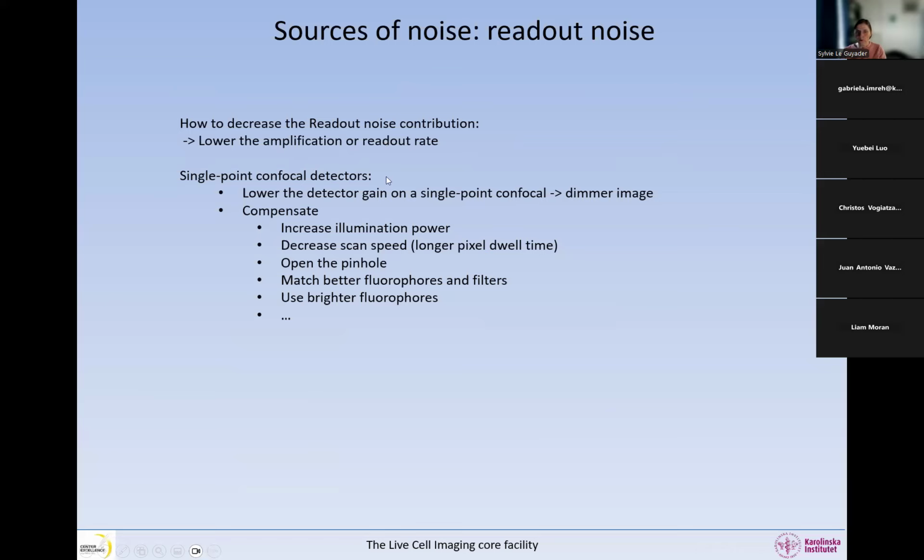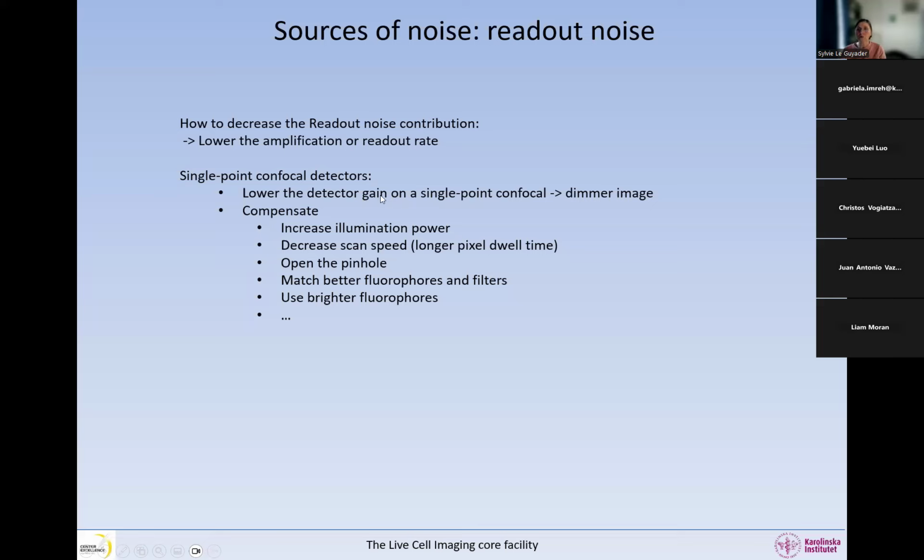So on single point confocals, if you use a high gain, you're going to have a noisy image. So try to keep the gain at a position where you do not create noise. In that case, you're going to get a dimmer image, but you can compensate for this by increasing the illumination power, decreasing the scan speed, so longer pixel dwell time, opening the pinhole, and doing your job when you prepare your sample. So do not push the gain too high because you're creating a noisy image in that case.